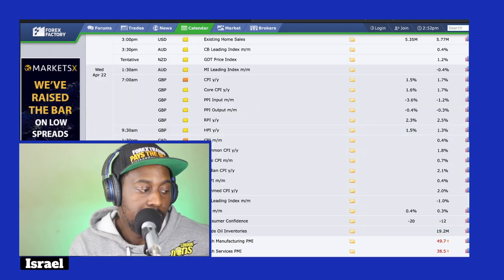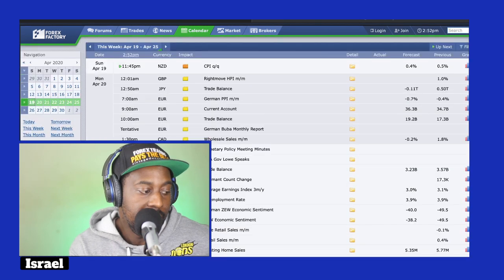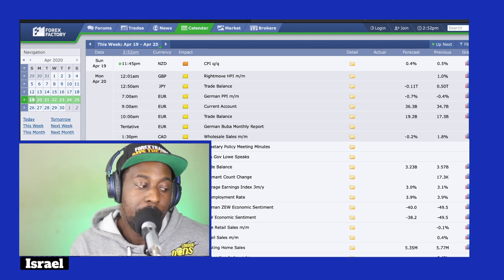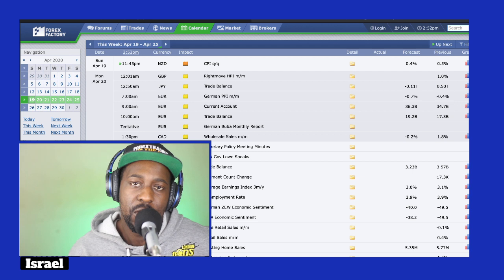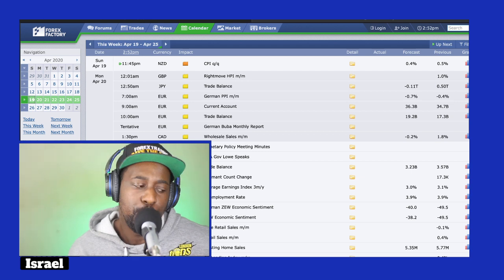So you want to basically use a website like this. Most brokers and different websites will have scheduled calendars, basically, which will give you all of this information. There's nothing special about foxfactory.com or anything like that, just for the record. All right, so let's jump into the charts.